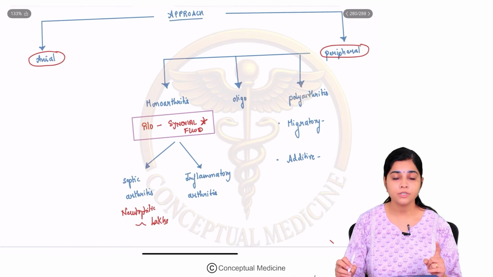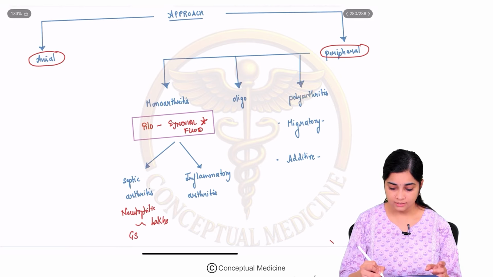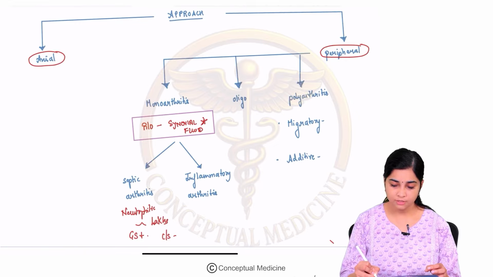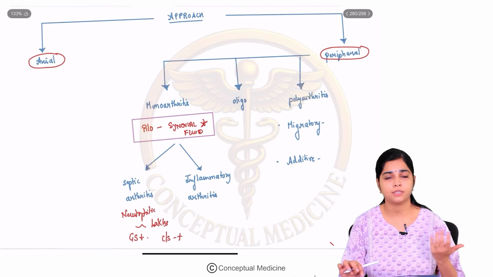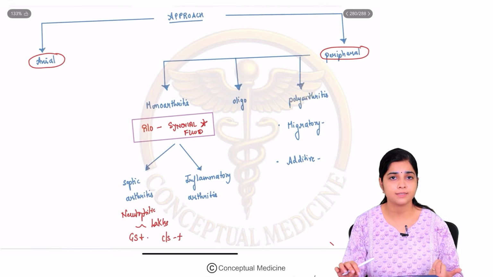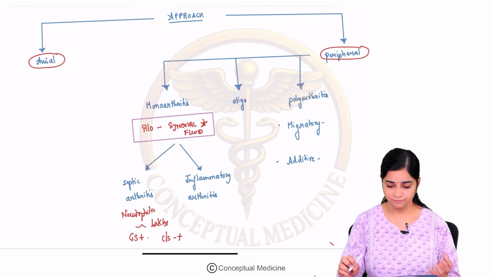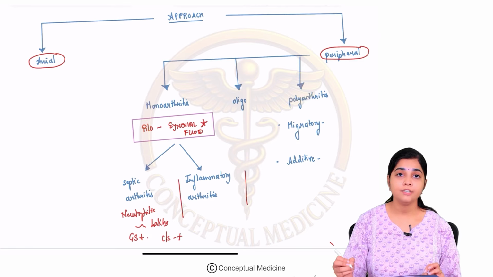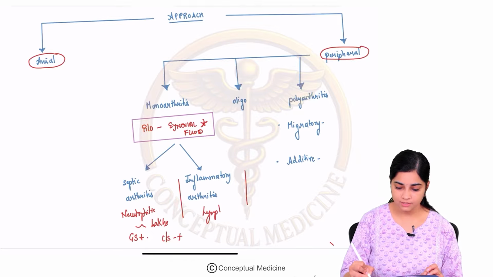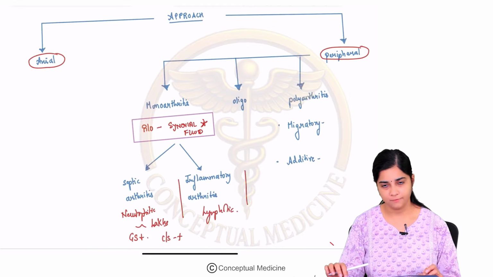Here the counts will be in lakhs and the gram stain may be positive, culture may be positive for the organism, or if you send a GeneXpert, if you do a BioFire on the sample, you may find evidence of infections. Then in inflammatory arthritis, what will you find? You will find lymphocytic predominance unless there is an overlying infection.